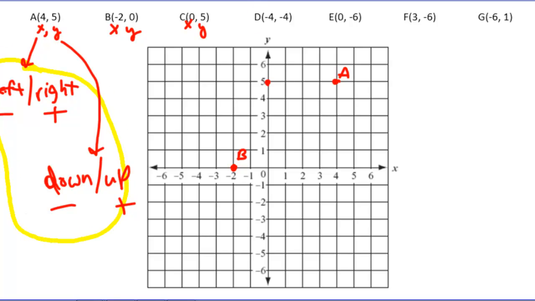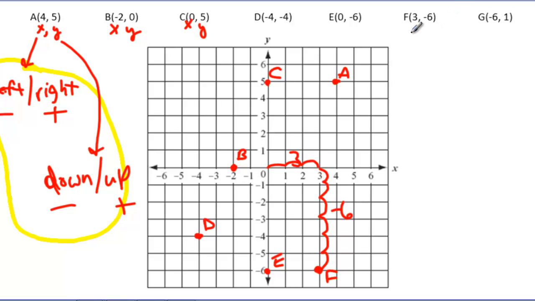Alright, moving on. Where did I leave off? Oh, I forgot to label that as C. D is -4 and -4 right there. E, 0, down 6. F, I'm going to count this one out just in case you're still struggling, but we got to go over 1, 2, 3, and then we have to go down 1, 2, 3, 4, 5, 6. So that's how I'm counting it. This is 3, this is -6, and that gives me the point F.